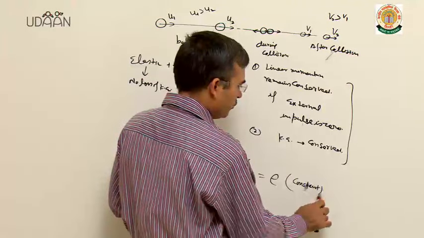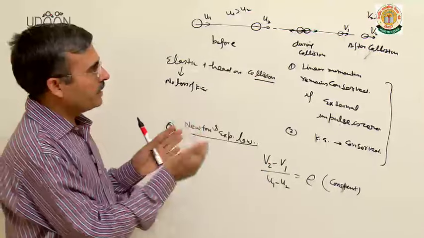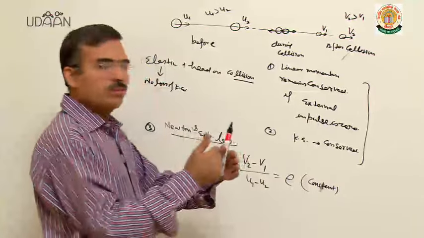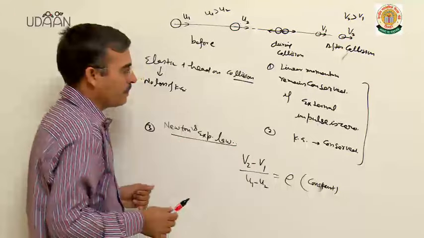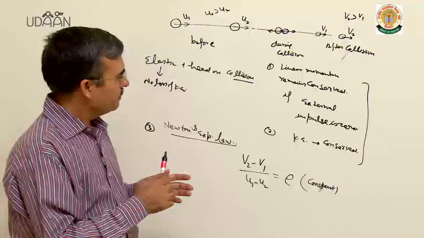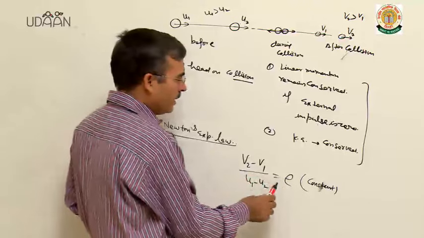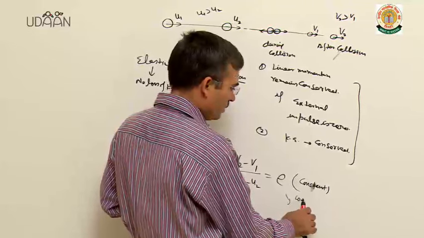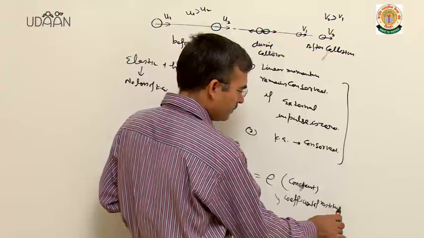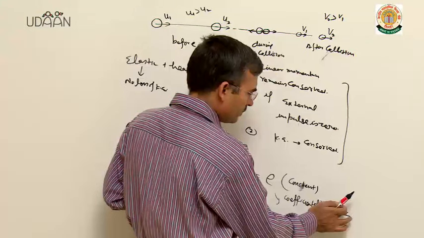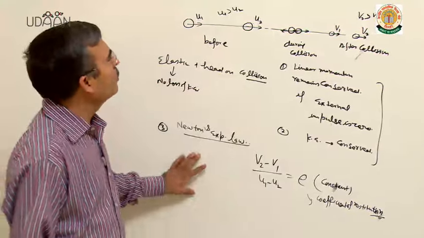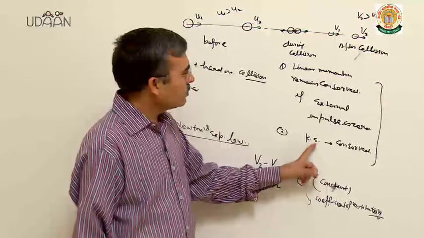It is constant for two bodies. If you take different body, different surface, different material, that constant will change. For two balls, it will remain constant. It does not depend upon the speeds. It depends on the nature of the material of the bodies. Its name is coefficient of restitution. Coefficient of restitution. Clear?